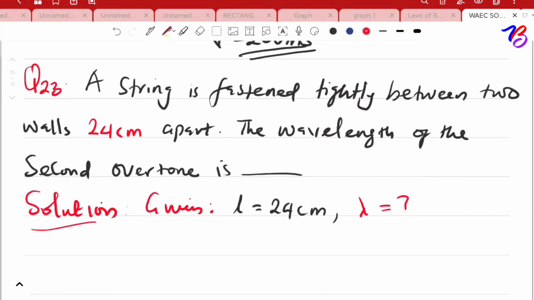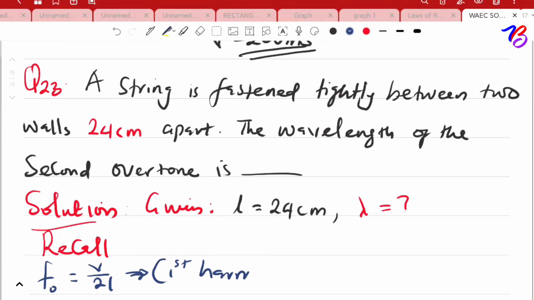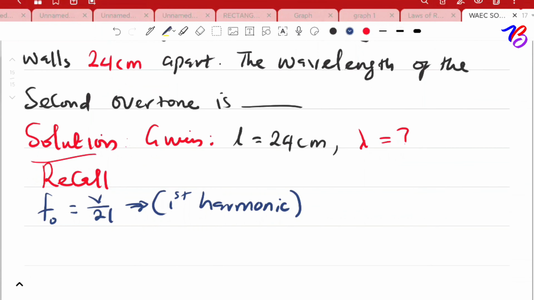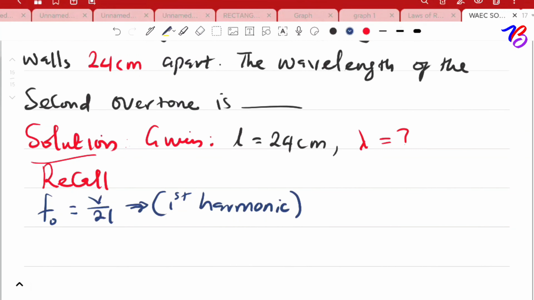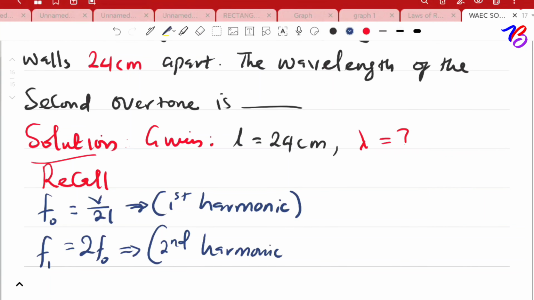Are we together? So, for us to be able to find this wavelength, we need to apply our formula under this topic. So, recall that F naught is equal to V over 2L. If you have any question, you can ask them. So this will give us the first harmonics. Now, the question is asking us for the second overtone. For us to get to the second overtone, F1 will equal 2F naught. We can decide to use this option to save time. And this will give us the second harmonics. Are we together?